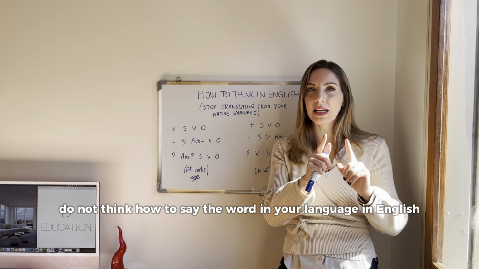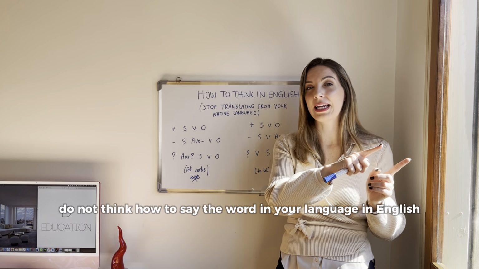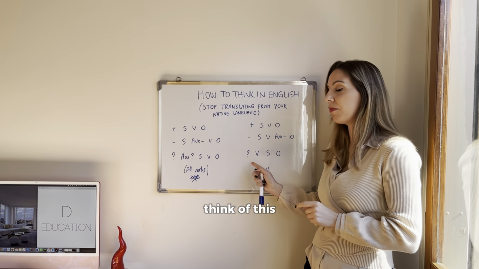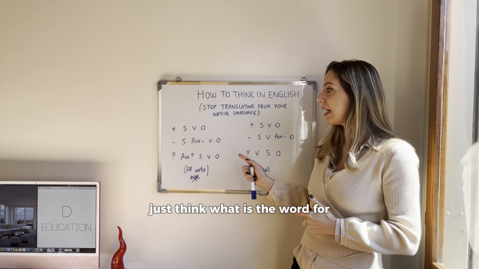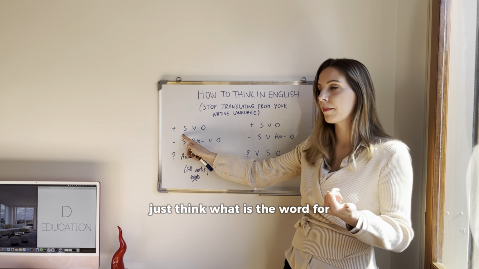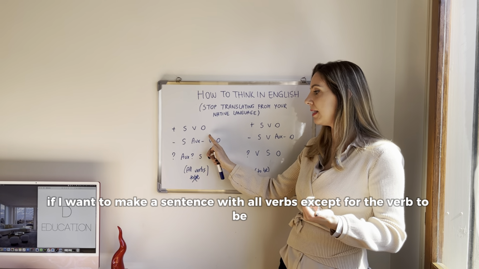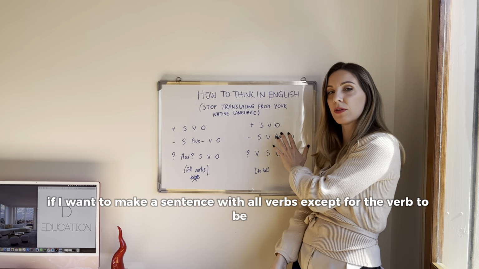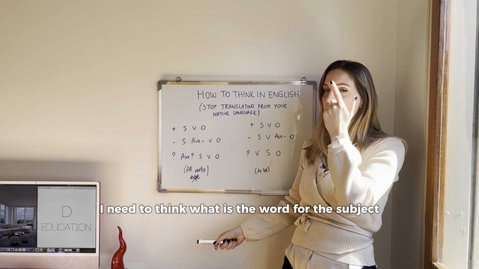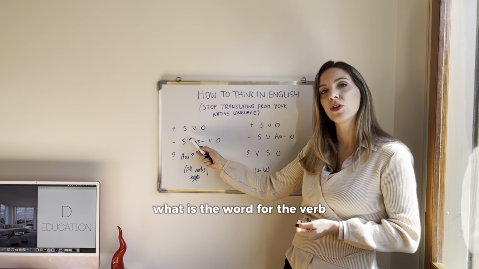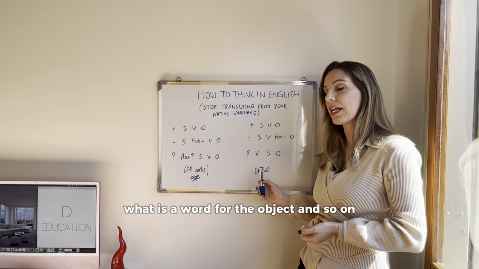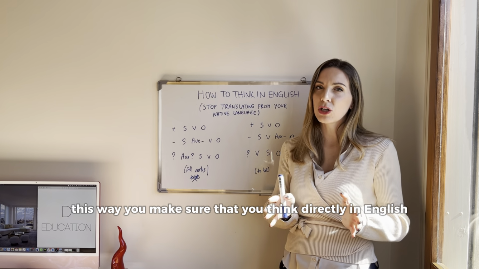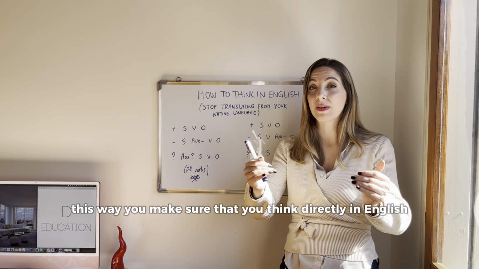do not think how to say the word in your language in English. Think of this. This is the structure. So when you have to make a sentence, just think, what is the word for? If I want to make a sentence with all verbs except for the verb to be, I need to think, what is the word for the subject? What is the word for the verb? What is the word for the object? And so on. This way, you make sure that you think directly in English.